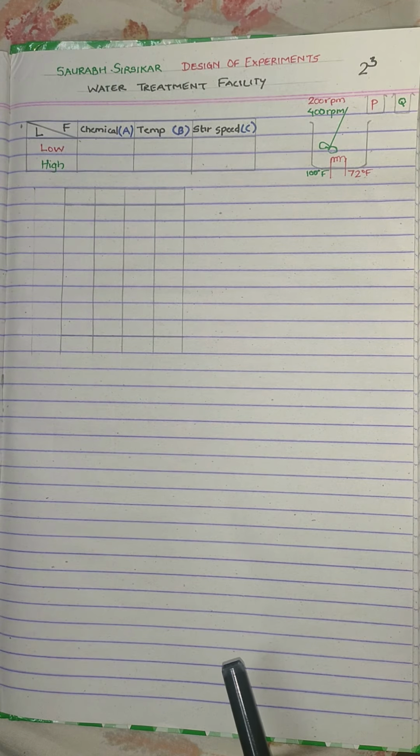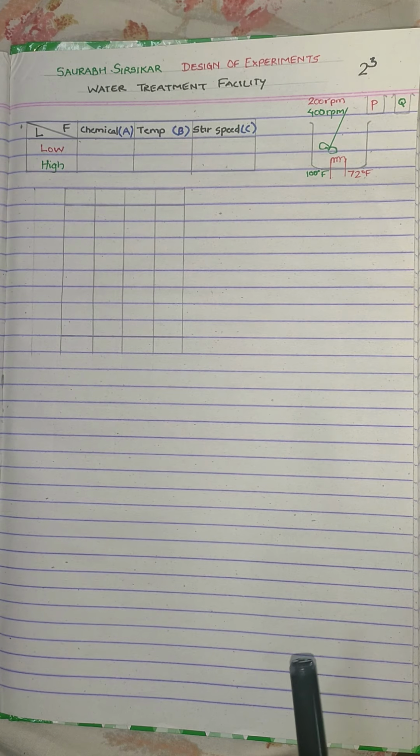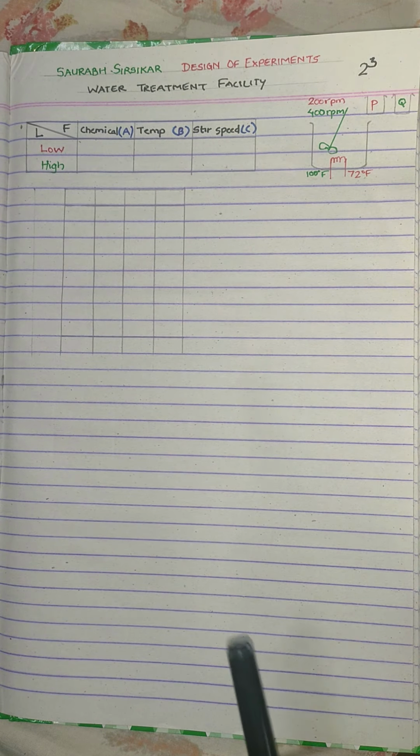My name is Saurabh Sirsikar, and in this lecture series I cover various concepts of design of experiment from the basics to the advanced, and also I cover some numerical from the reference textbooks. So today I am covering an example which is unsolved in the book Box, Hunter and Hunter. The name of the book is Statistics for Experimenters.